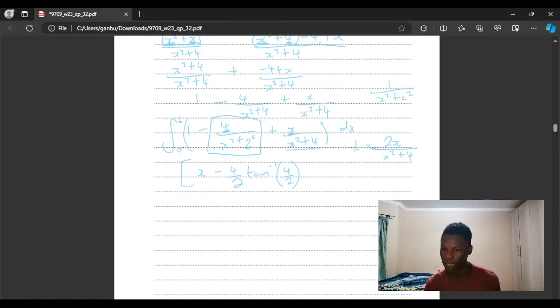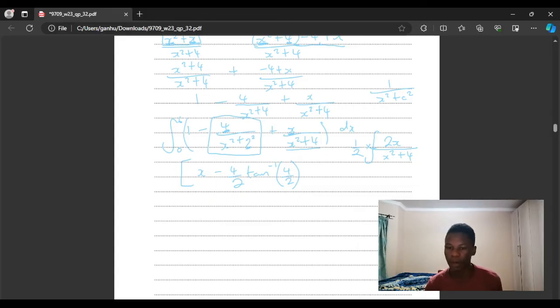So we're going to multiply by a half to get rid of that 2. So that's half times the integral of 2x over x squared plus 4. If you were to simplify, the half and the 2 would cancel out and give us the x. Now you notice that the numerator is actually just the differential of the denominator. If you differentiate x squared plus 4, you get 2x, which is our numerator.